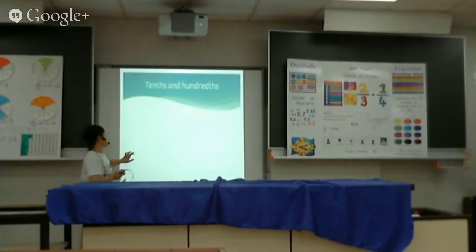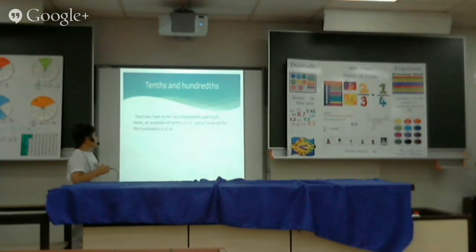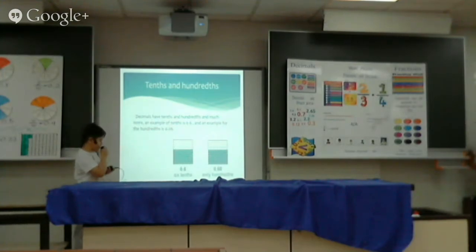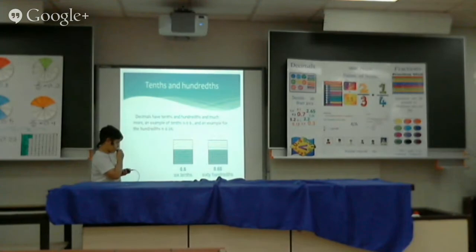Tenths and hundredths. Decimals have tenths and hundredths and much more. An example of tenths is 0.6 and an example of hundredths is 0.06. 0.6 is equal to 6 tenths and 0.60 is equal to 60 hundredths.